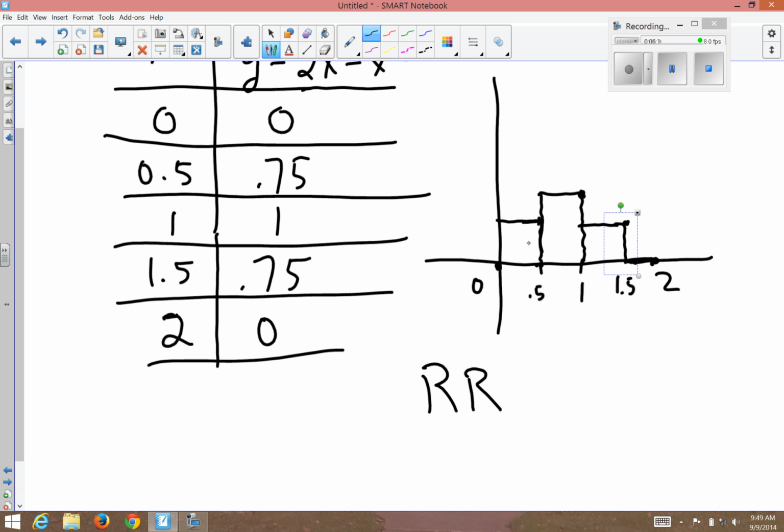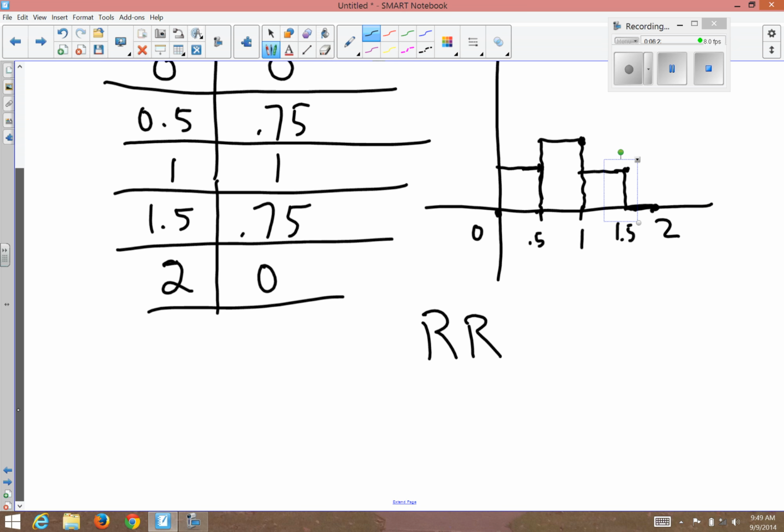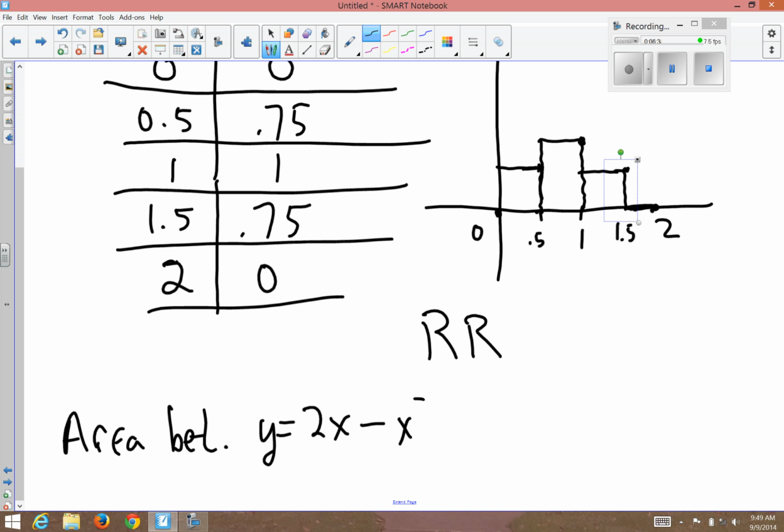So we are going to find the areas of these 4 rectangles, even though one of them is kind of invisible. We're going to find the areas of those 4 rectangles and add them together. The result will be an approximation for the area between the curve y equals 2x minus x squared and the x-axis from x equals 0 to x equals 2.